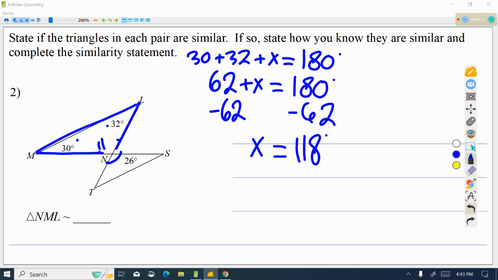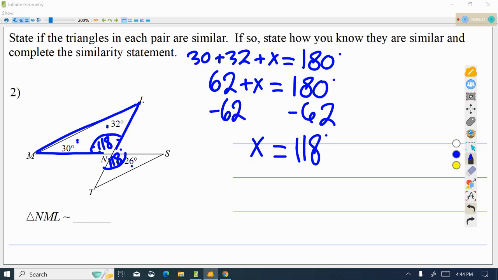And since we know those 2 vertical angles are equal, that tells me that this other one must also be 118. Okay, so now this brings us back to our definition of similarity. And the definition of similarity is pretty specific about all the corresponding angles have to be equal. So think about it. 118 is equal to that one. So we do have one pair of congruent angles. So that's fine, okay? But 26 is not equal to 32 or 30.